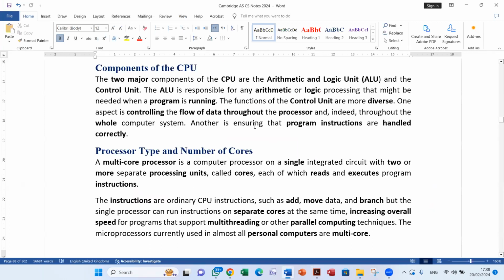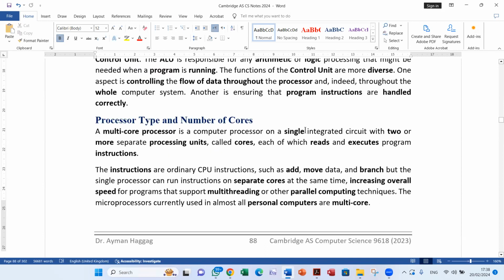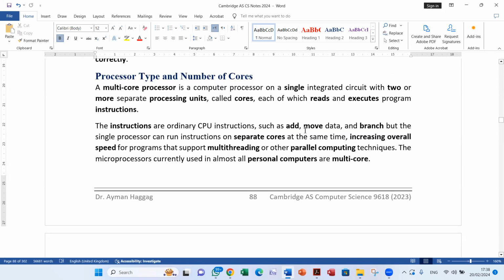Okay, there are two major components of the CPU, the arithmetic and logic unit, ALU, and the control unit. The ALU is responsible for any arithmetic or logic processing that might be needed when a program is run. The functions of the control unit are more diverse: controlling the flow of data through the processor and through the whole computer system. Another is ensuring that program instructions are handled correctly. Processor type and number of cores.